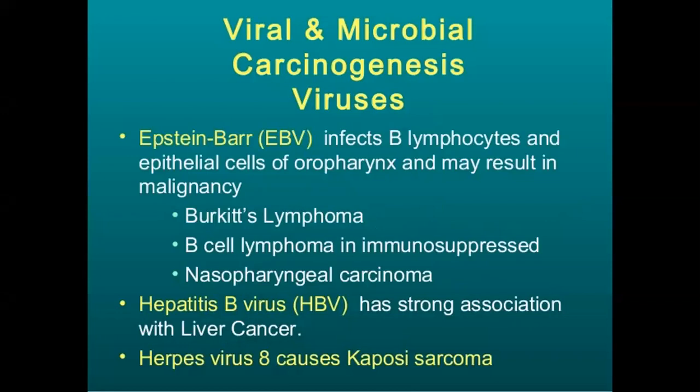Epstein-Barr virus infects B lymphocytes and epithelial cells of the oropharynx and may result in malignancy: Burkitt's lymphoma, B-cell lymphoma in the immunosuppressed, and nasopharyngeal carcinoma. Next is the hepatitis B virus, which has a strong association with liver cancer, and herpes virus 8 causes Kaposi's sarcoma.